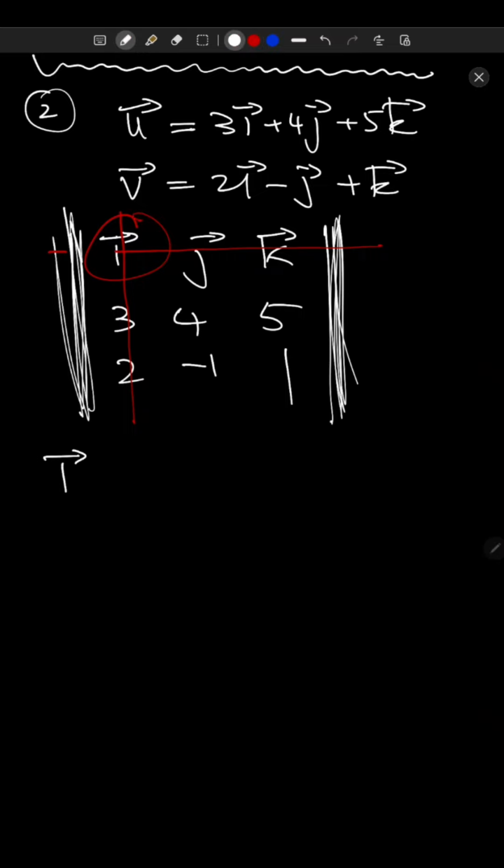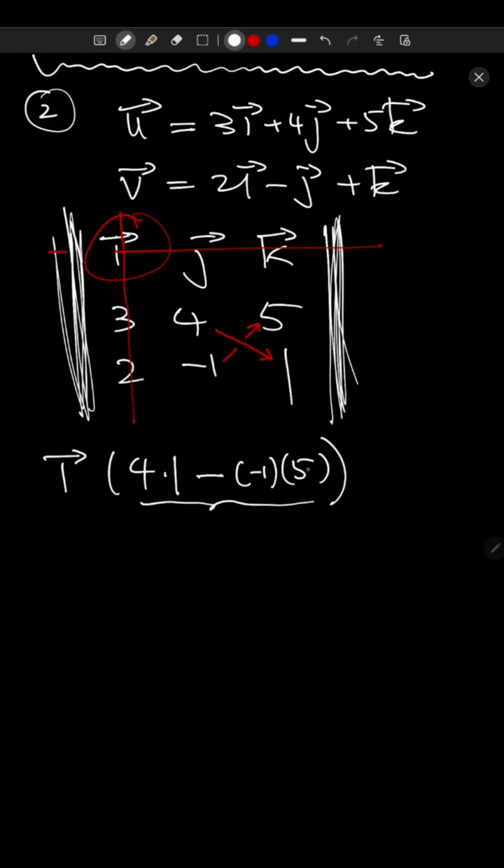Now, the stuff I haven't crossed out is this 4, 5, minus 1, and 1. What I'm supposed to do is multiply the 4 with the 1, and then minus this times that. So this is going to be 4 times 1 minus 1 times 5. That's going to be my i term. No problem, right? Because this is just a number. In fact, it's going to be 4 plus 5, which is 9.